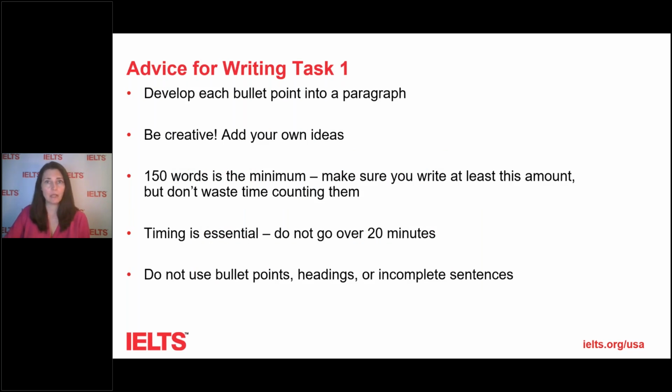So some advice for writing task 1. Take each bullet and develop that into a paragraph. Be creative. You're going to need to add a little bit of your own ideas as you describe the situation that you're having with your roommate. Make sure that you write more than 150 words, but don't waste your time counting those words.